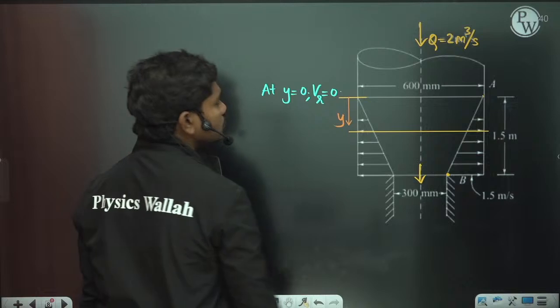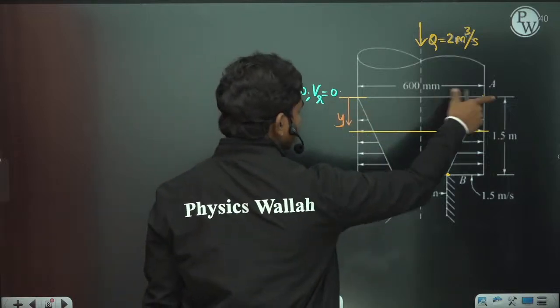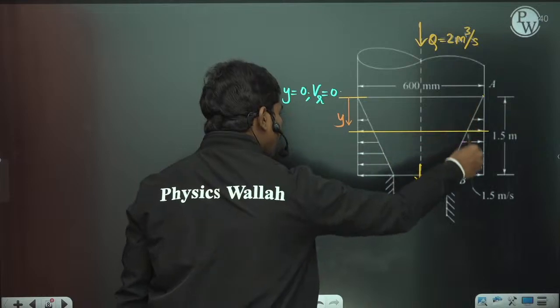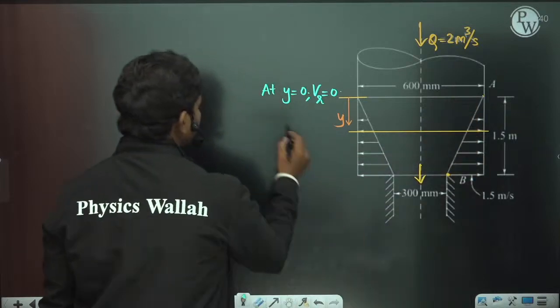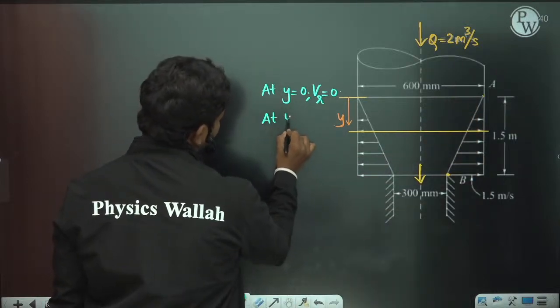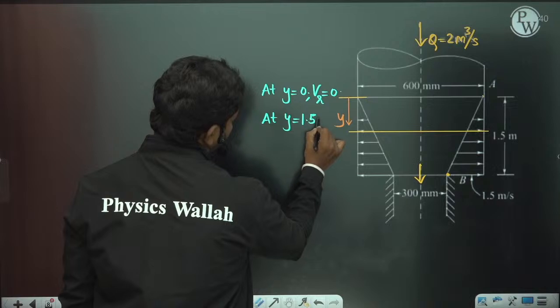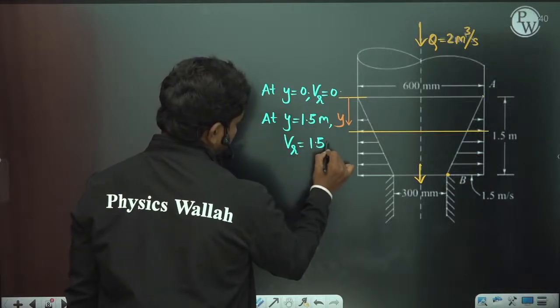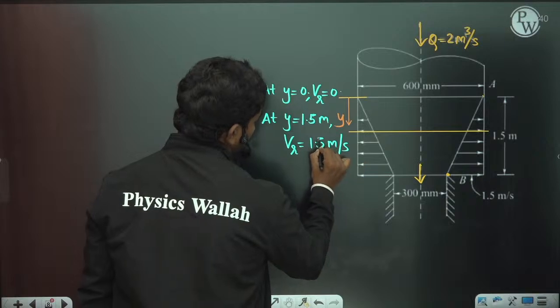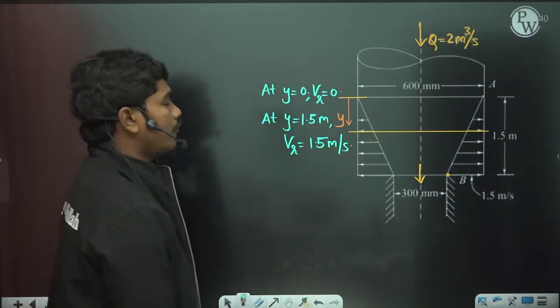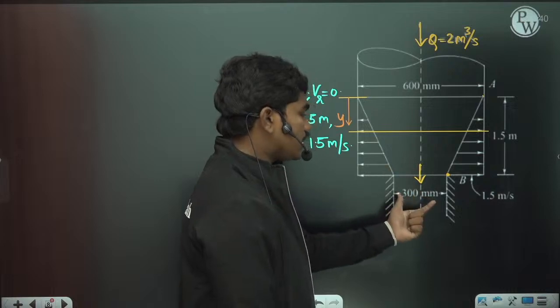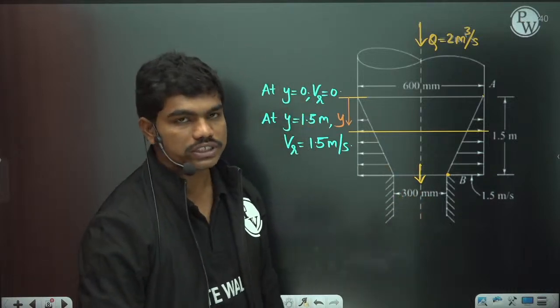This is also 0, because at this location there is no radial velocity, but at a distance of y equal to 1.5, this length of the frustum is also 1.5. So at y equal to 1.5 meters, this V radial is also 1.5 meters per second. Now they are asking you what is the discharge that comes out of this section B when this diameter is 300 mm.